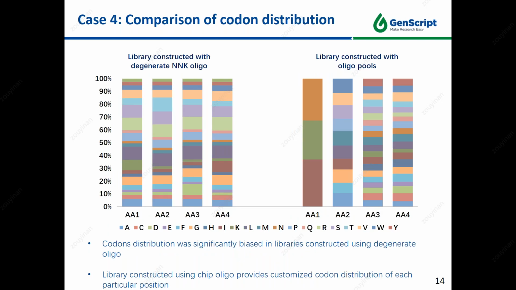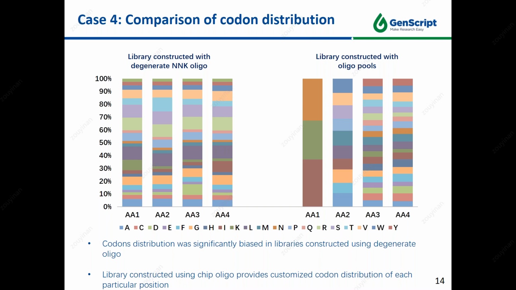In addition, we have also performed an extra test to compare the quality of the libraries constructed using the degenerated NNK mutagenesis approach to that of our newly developed chip-based method. The distribution of amino acids in the degenerated library on the left is obviously biased at each position, while the codon distribution from the chip synthesized product on the right was homogeneous.